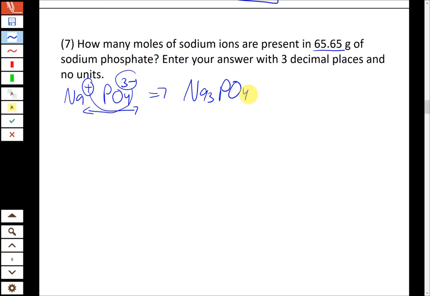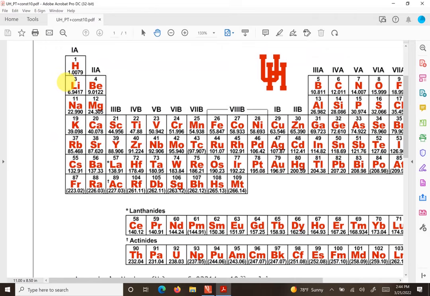So we know the mass of sodium phosphate we have. We're doing a calculation that involves finding the number of moles, so we need its molar mass, or molecular weight as it's sometimes abbreviated. So the molecular weight or molar mass of this compound is just going to be the sum of the atomic masses, 3 sodiums, 1 phosphorus, 4 oxygens. So the atomic masses, again, come from the periodic table.